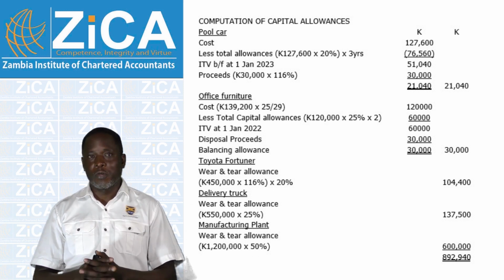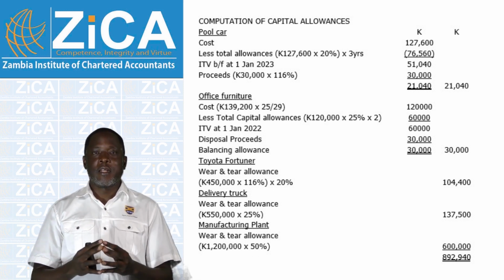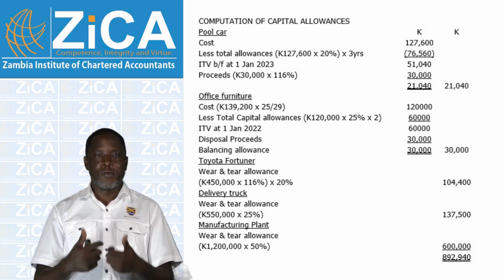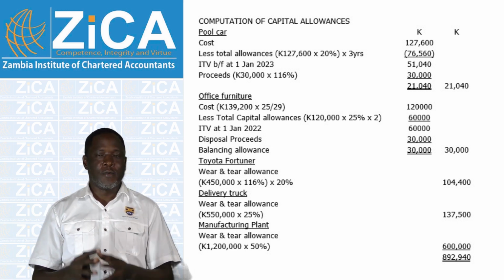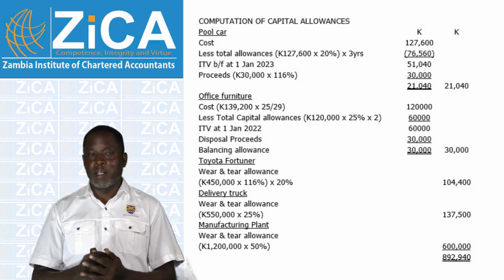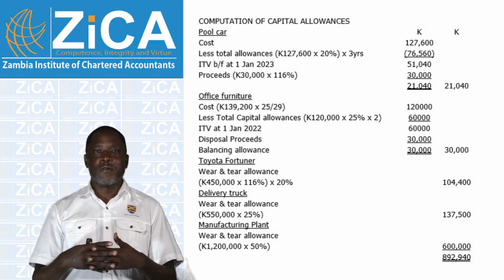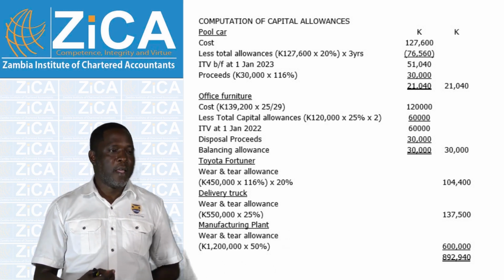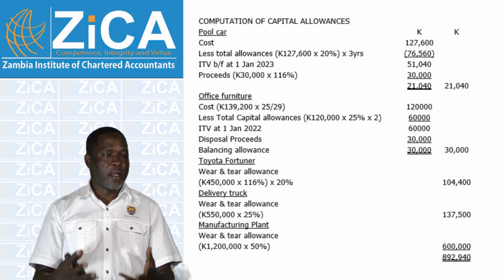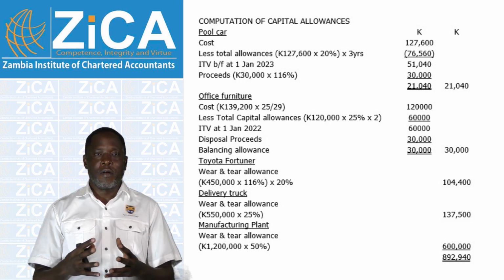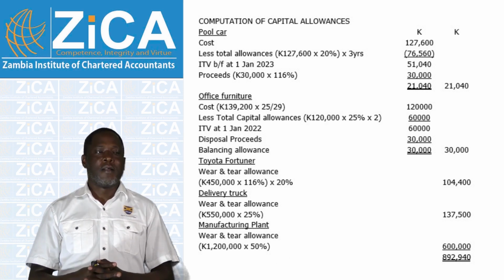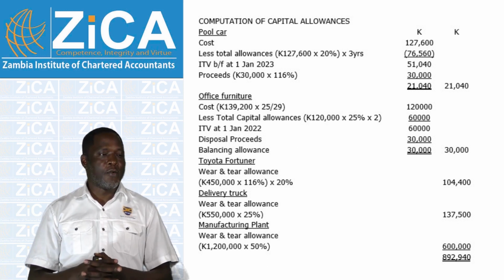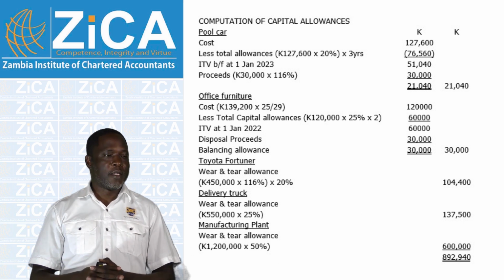In the case of the Toyota Fortuner motor car, the 450,000, which was the original cost of the motor car, was stated at a VAT exclusive value. But for motor cars, we must use the VAT inclusive value, and we say the quickest way of calculating the VAT inclusive value, if you have been given a VAT exclusive value, is simply to multiply the VAT exclusive value by 116%, as we have done in that case, or you multiply it by the fraction 29/25. It amounts to the same thing.